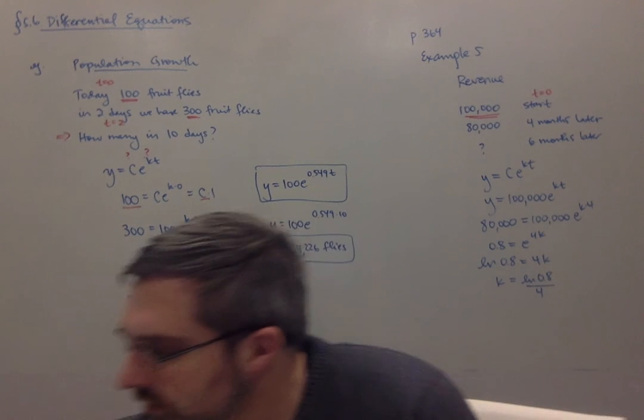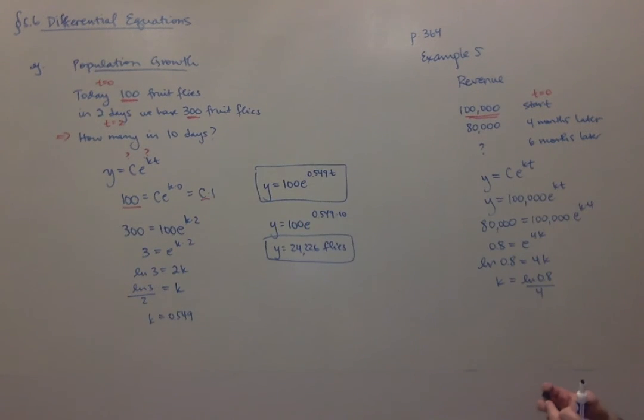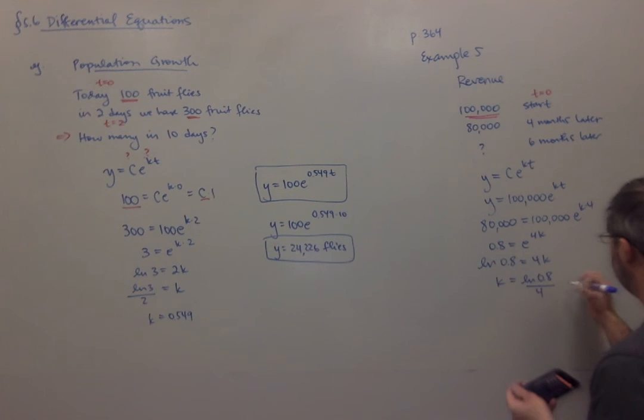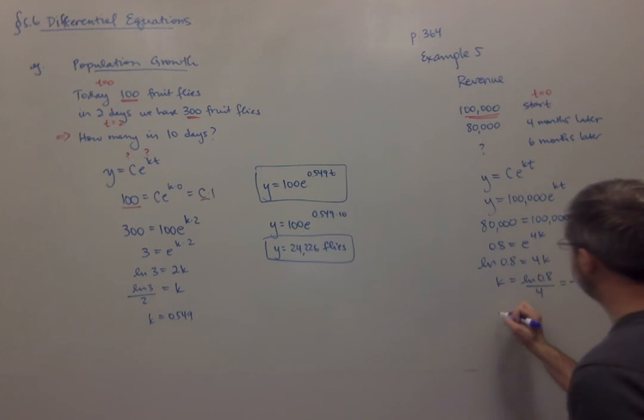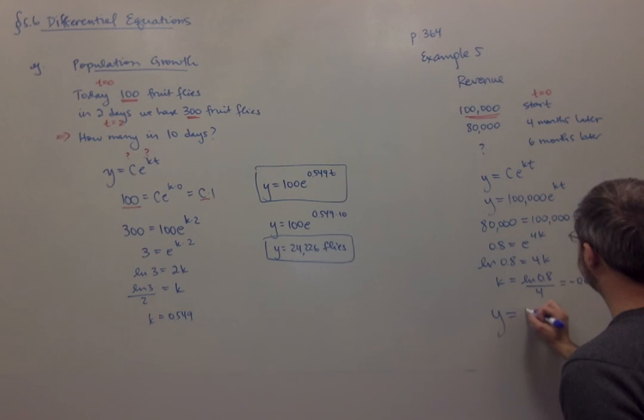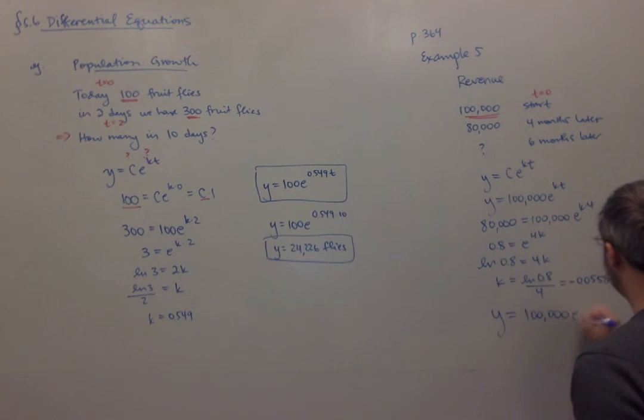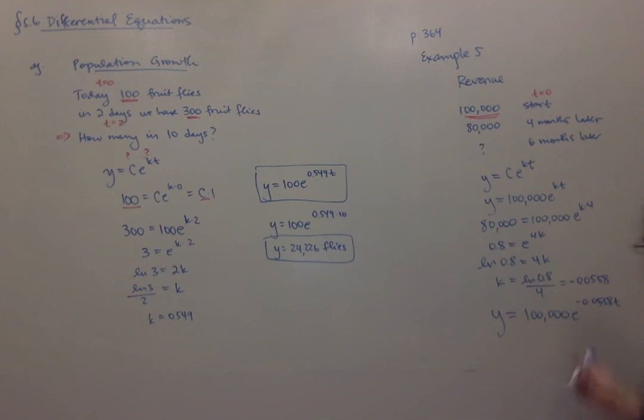Let's compute that. So 0.8, and we're going to take the natural log of that divided by 4, and we get negative 0.0558. So my equation here is y equals 100,000 e to the negative 0.0558 t. That negative is actually important because it tells you that stuff's going down. If you get a positive there and the numbers are going down, then you did something wrong.